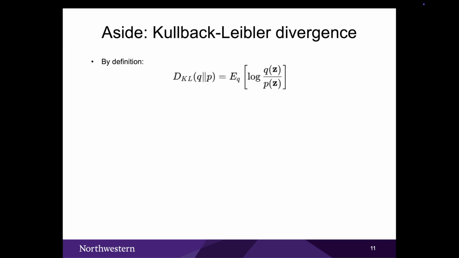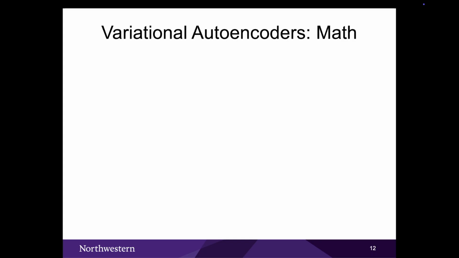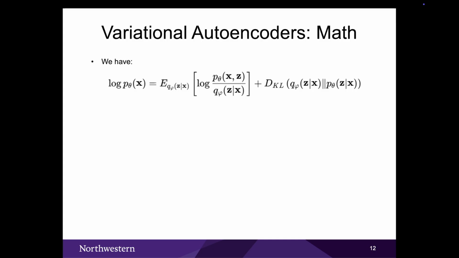We can then substitute in the definition of Kullback-Leibler divergence. A quick aside to define Kullback-Leibler divergence. It is a measure of how different two probability distributions are from one another, and it has a couple of important properties, mainly that it is always greater than or equal to 0. After all that, we have this expression for the log likelihood of our posterior.